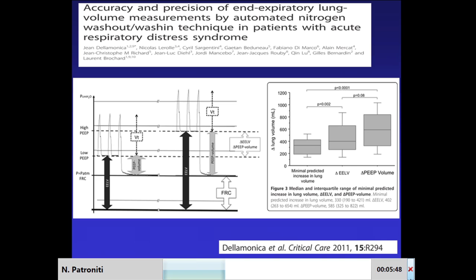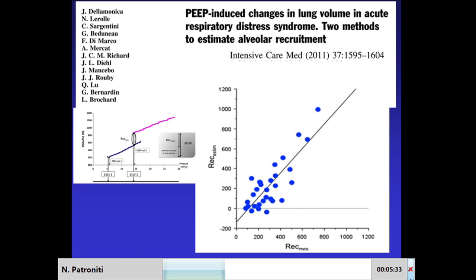And they show that doing it this way, this is the expected change in volume, and this is what they got. And you see that it is higher. The higher the recruitment, the higher the difference between the expected and the measured one. They found that this technique, using just the end expiratory lung volume measure and the compliance, correlated very well with the classical technique with pressure volume curves. So we have a system where you don't have to make a pressure volume curve, you have just to measure end expiratory lung volume.